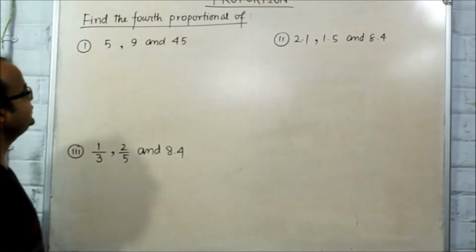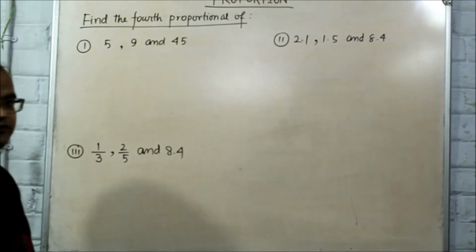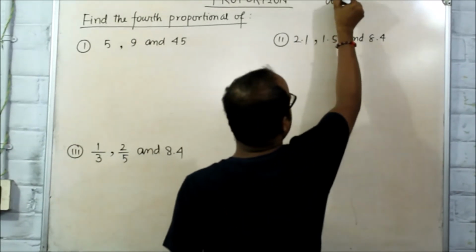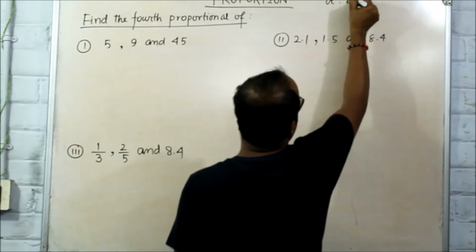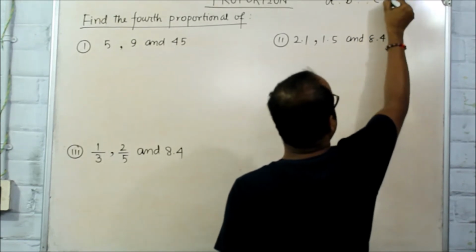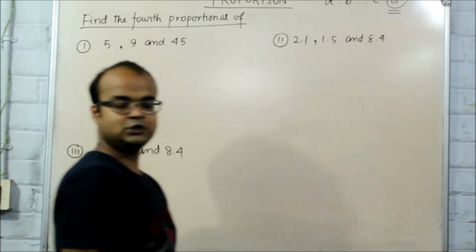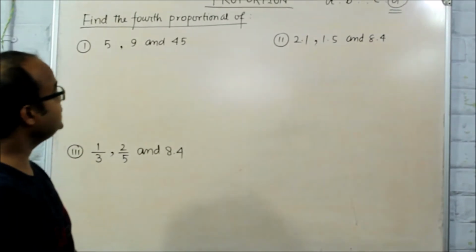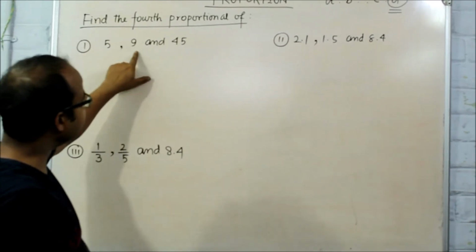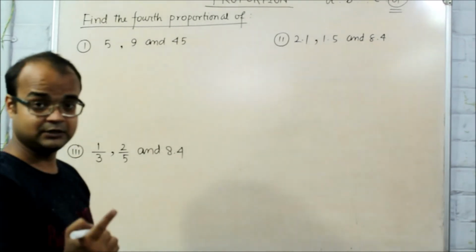Let us discuss this problem. Find the fourth proportional of. Fourth proportional means if A is to B is proportion to C is to D, this D is the fourth term and this is known as the fourth proportion. So we need to find out the fourth proportion. That means value of A, B and C is given. You need to find out the value of D.